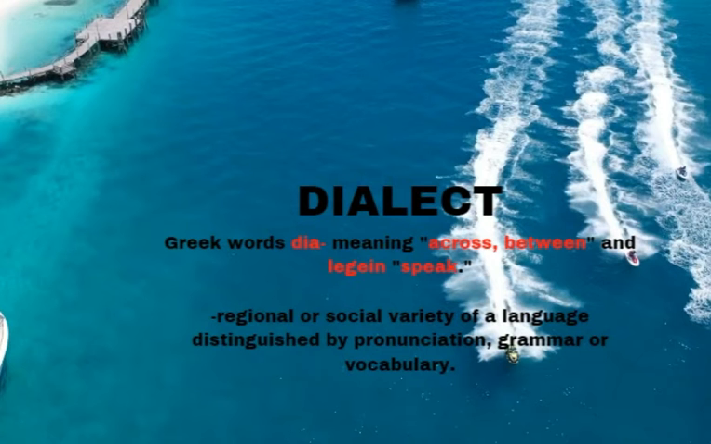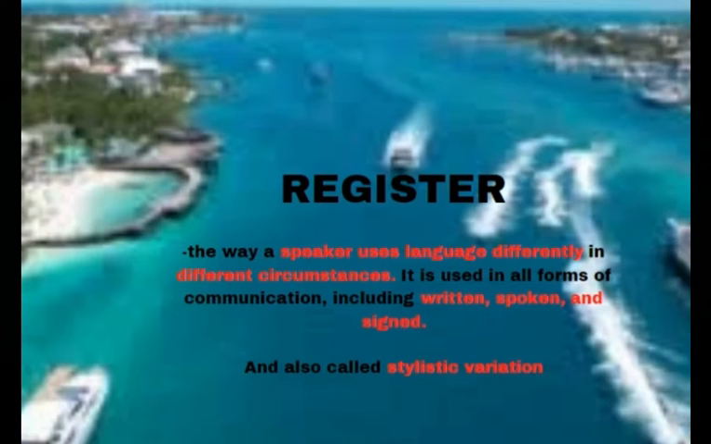So, in the Greek word, dia means across or between, and lect means speak. It is a regional or social variety of language distinguished by pronunciation, grammar, or vocabulary. The term dialect is often used to characterize a way of speaking that differs from the standard variety of language, according to Sarah Thompson of the Linguistic Society of America.